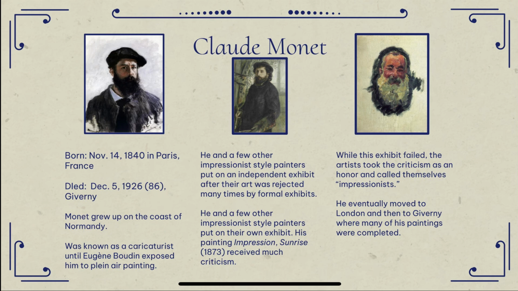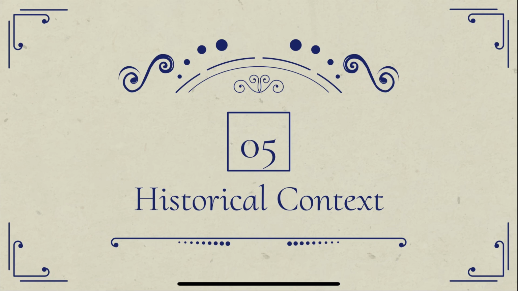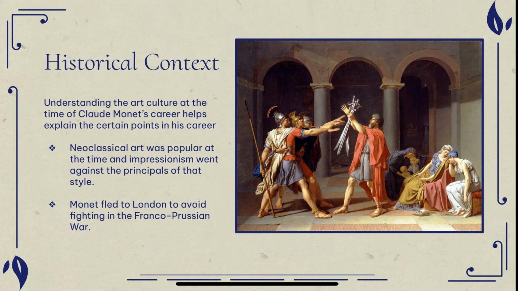Monet eventually moved to London to escape the Franco-Prussian War, and then to Giverny, where many of his paintings were completed. We've already dabbled a little bit in the historical context, so let's just quickly hit some key points. Understanding the art culture at the time of Monet's career helps explain certain points of his career.